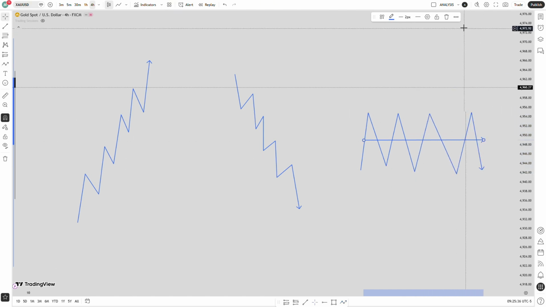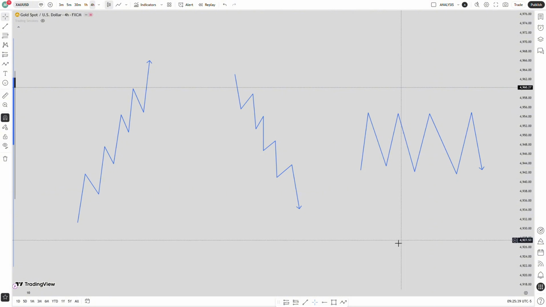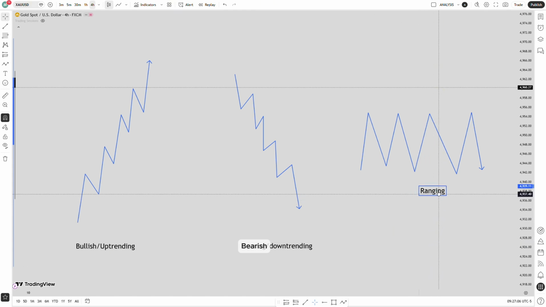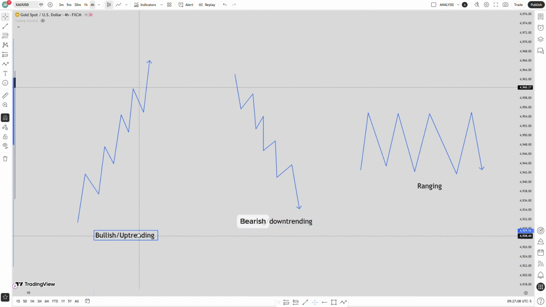Now that we have established this understanding that it doesn't move in a straight line, what you should now get is the names of these market structures. First and foremost, to the left, we have the bullish, or uptrending, market structure. Then secondly, we have the bearish. Then last but not least is what we call a ranging market. So these are the three types of market structure that exist: the bullish uptrend, the bearish downtrend, and the ranging market structure.